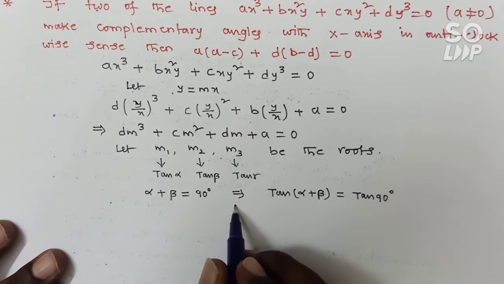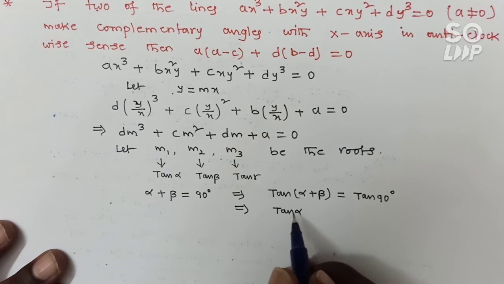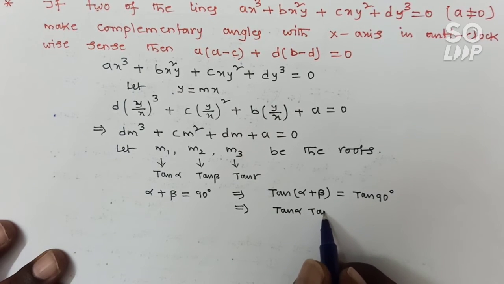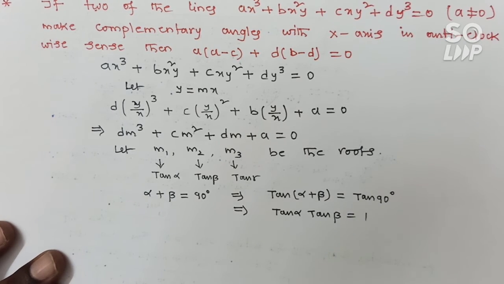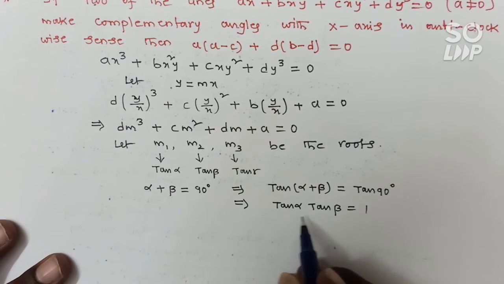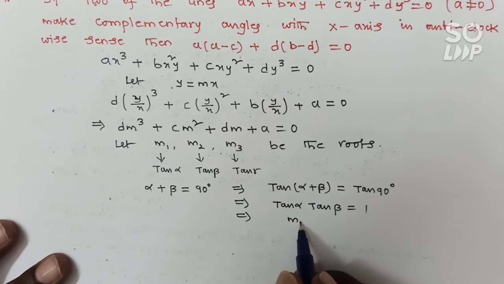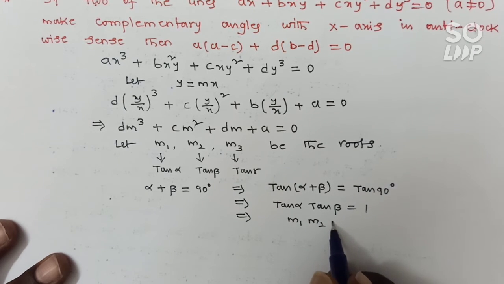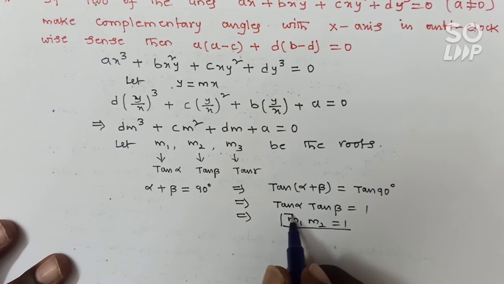Now by expanding this value, this will be nothing but tan alpha into tan beta is equal to 1. That means the product of the two slopes will be equal to 1. That means m1 into m2 is equal to 1.